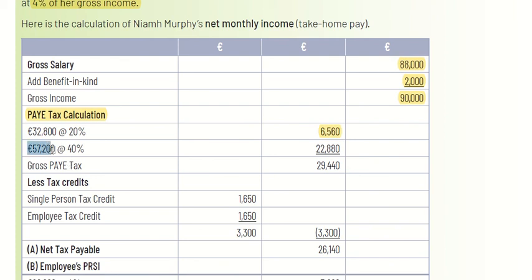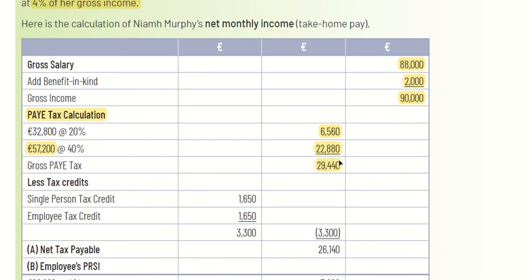High income earner, so anything, the difference between the 32,800 and the 90,000 is the 57,200. Okay, because the two of them together would make up the 90,000. So you just separate the two, put one part at 20% and the rest that's remaining at 40%. So there's the two amounts for PAYE. Add the two of them together, in total is 29,440.